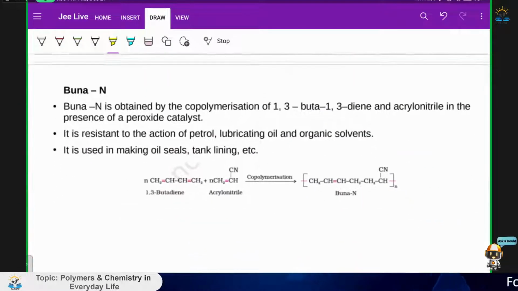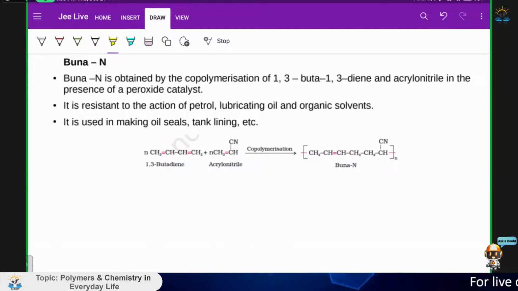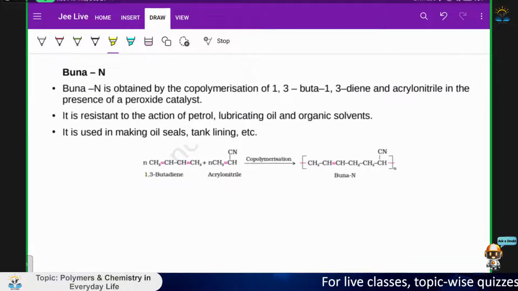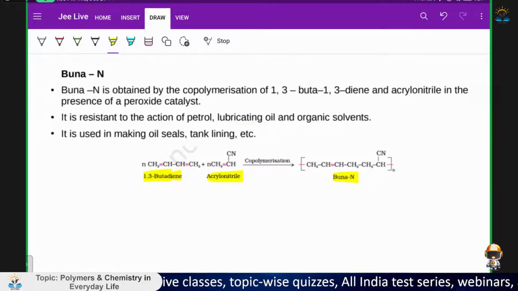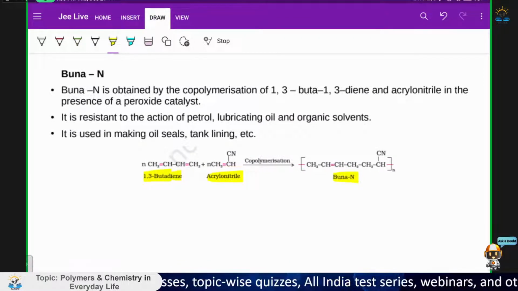Now Buna-N. When we copolymerize 1,3-butadiene and styrene, we get Buna-S. Sorry, I said it wrong earlier. Buna-N is obtained by the copolymerization of 1,3-butadiene and acrylonitrile.